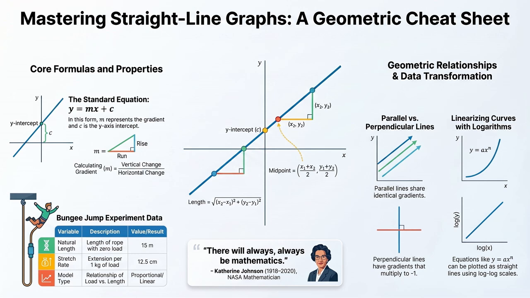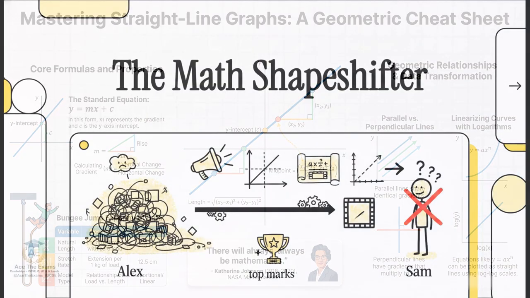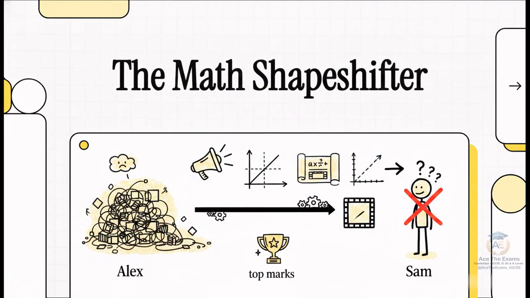Welcome to another essential exam strategy session. Today, we are cracking the code on one of the most notoriously tricky topics in the Cambridge 0606 Additional Mathematics syllabus. We're going to dive deep into this explainer and discover how the simple straight line is actually a powerful mathematical shapeshifter used to decode the real world.